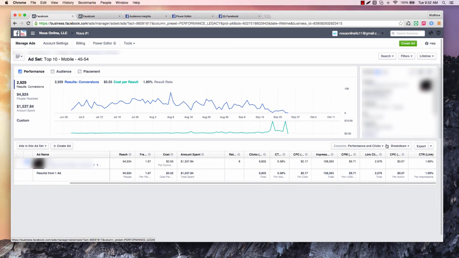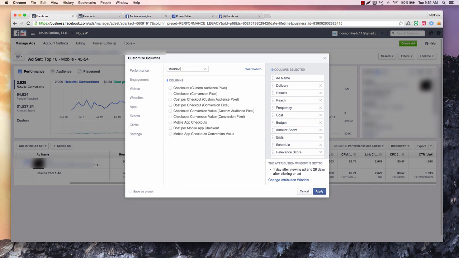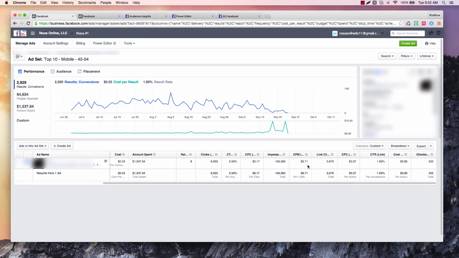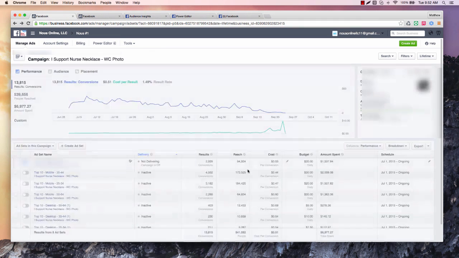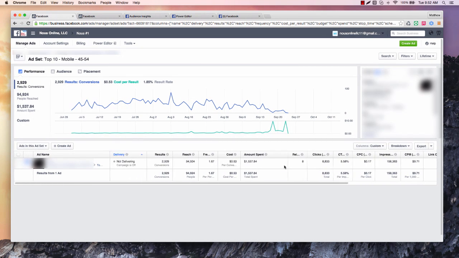So what you can do now is go customize your columns and type in checkout up here and hit conversion pixel checkouts and conversion pixel cost per checkout. That's going to help you take a look at it, and you got to scroll over a little bit. That's going to help you look at the actual cost per conversion, right? Which is $289, and the checkouts were $532. So a lot of people will look at this and go, wow, Matt's getting almost 3,000 checkouts with a 53 cent cost per conversion.